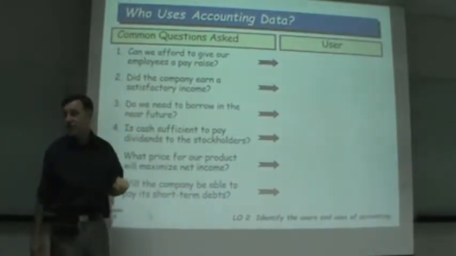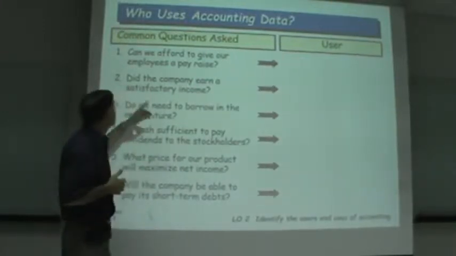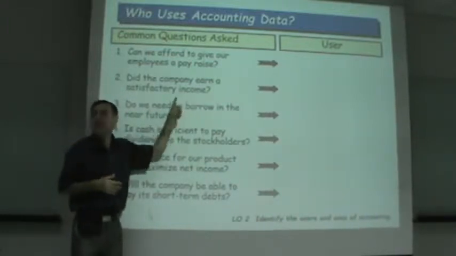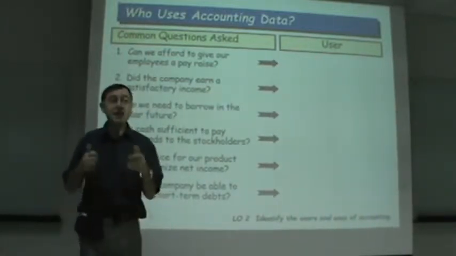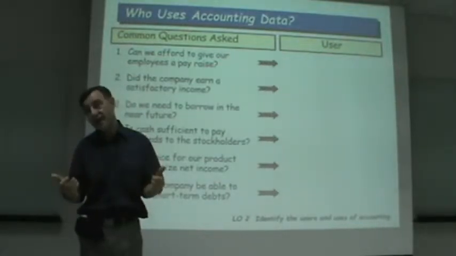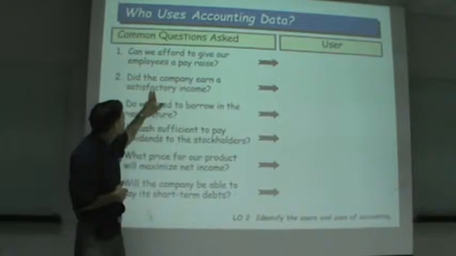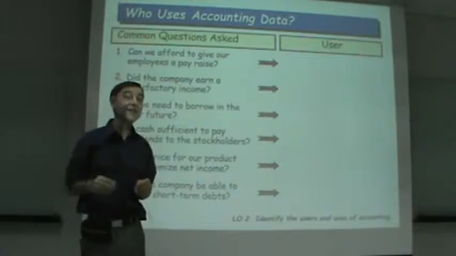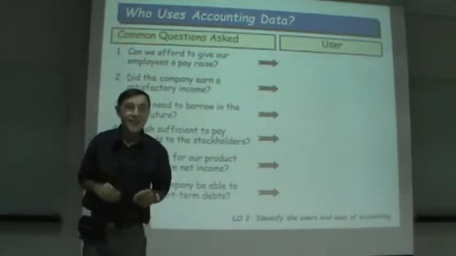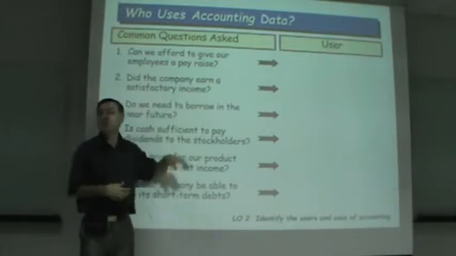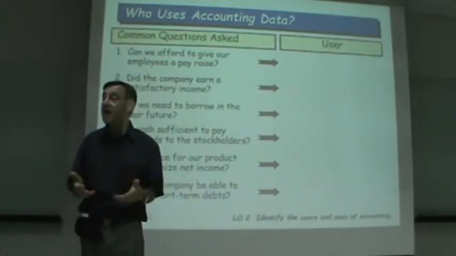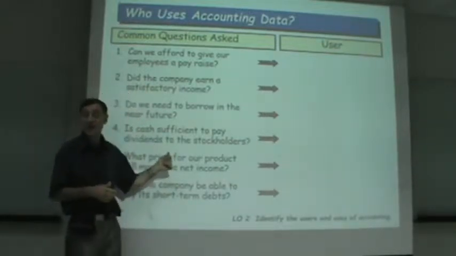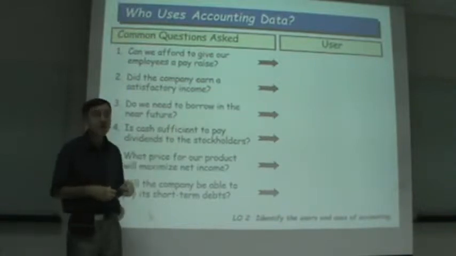Another common question is, did the company earn satisfactory income? In simple terms, did it make money or did it not make money? When we say satisfactory earned income, it is the same as profit. To earn income means also the same as to make profit. I will be explaining making money and making profit in detail in coming lectures.